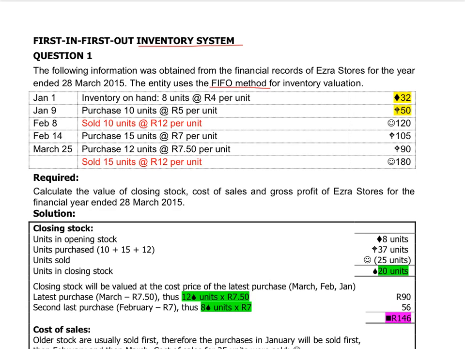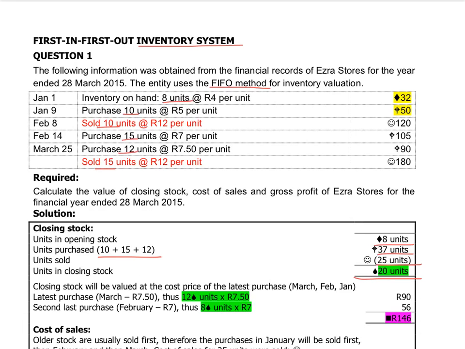So because we are using the first in, first out method, it means that we can calculate the total number of units and then determine the value of our stock. The units at the beginning of the year were 8 units. Purchases are 10 units, 15 units, 12 units, so we bought 37 units. And we sold 10 and 15, so we sold 25, and that means that we've got 20 units left over at the end of the year.